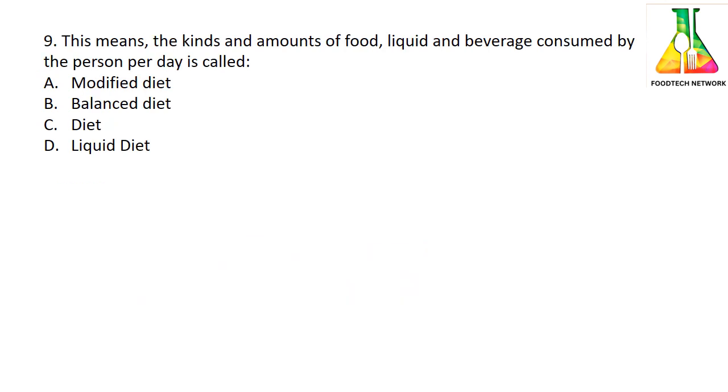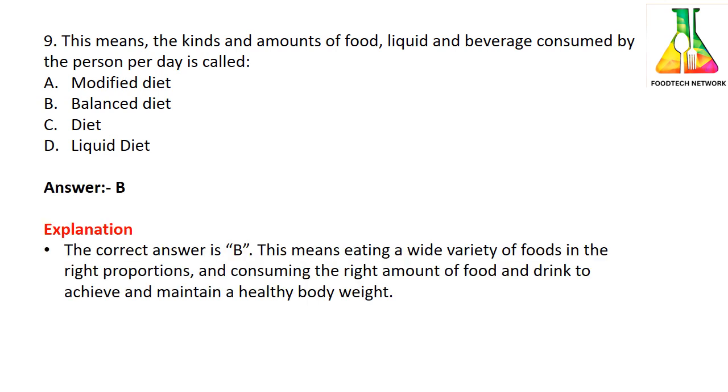The kinds and amounts of food, liquid, and beverages consumed by a person per day is called option A, modified diet, option B, balanced diet, option C, diet, and option D, liquid diet. So the right answer is B, that is balanced diet.